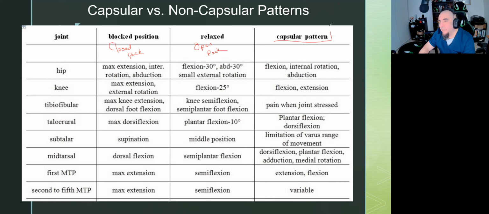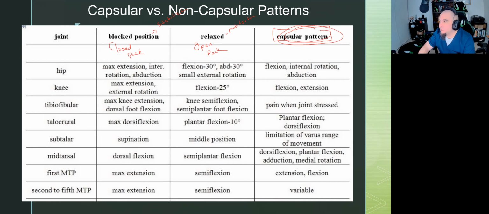And then over here we have, what does a capsular pattern look like for that joint? So I hope this makes you a little bit enthusiastic that when you start studying this, I have already made a nice little chart for you. Right? So block position is closed, relaxed is open. Remember that this position is the position of stabilization. This is the position of mobilization. And this is what it'll look like if you have a capsular pattern of that joint.